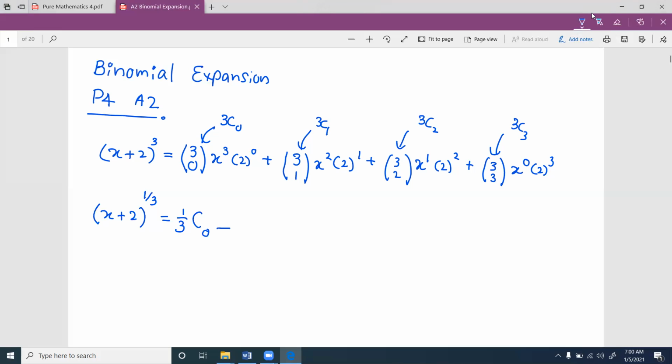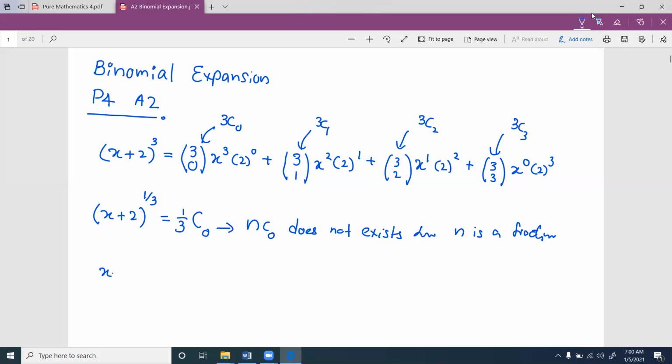So you can write, nC0 does not exist for n is a fraction. Fraction means not an integer, like 1 over 3, 2 over 3, somewhere like that. Right, okay.